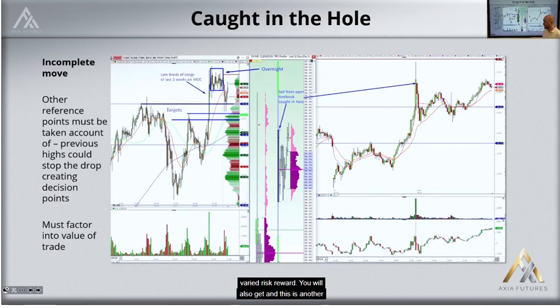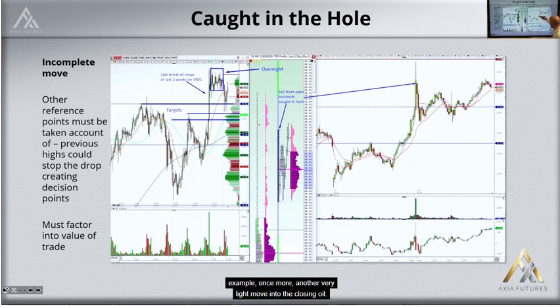You will also get, and this is another aspect of being able to vary this type of trade, an incomplete move. Because not everybody is going to be looking purely at the responsive trade back to value and ignoring every other bit of information. The other key bits of information may well be previous reference points, single prints, peaks of volume. And so, when you're playing the move back, you also have to consider where could this reasonably stop. So let's go and have a little look at this example.